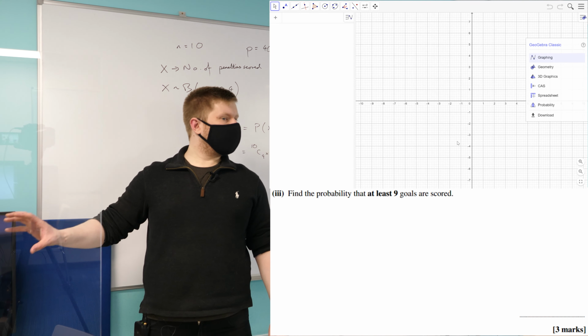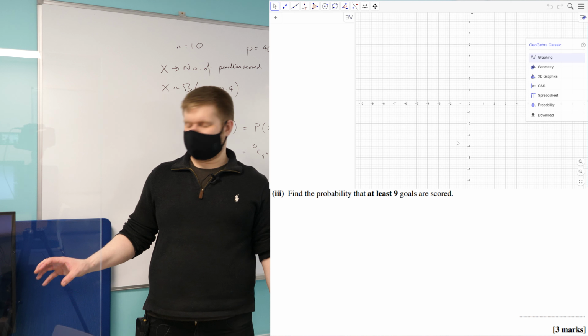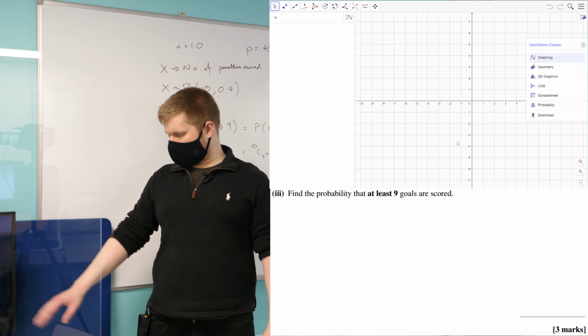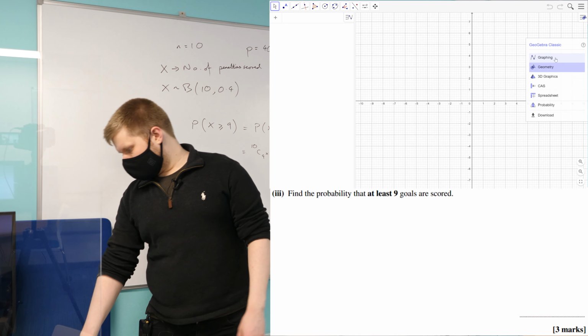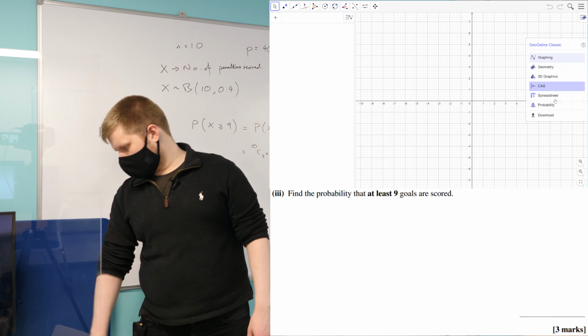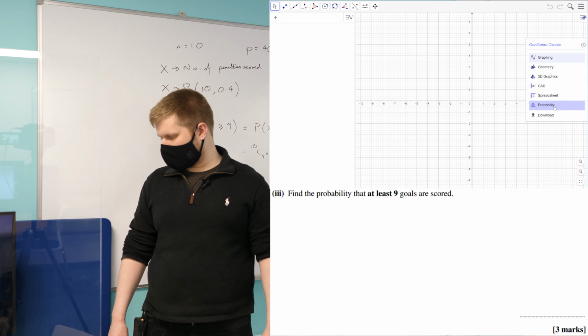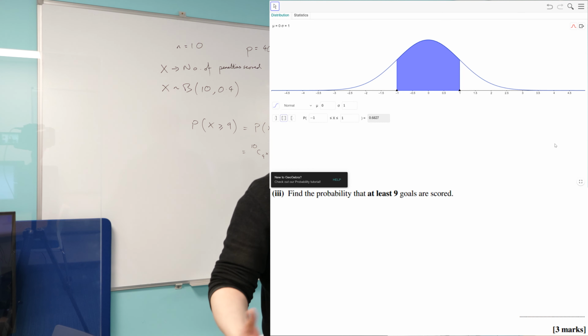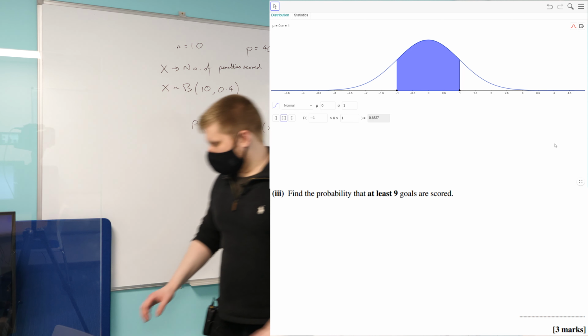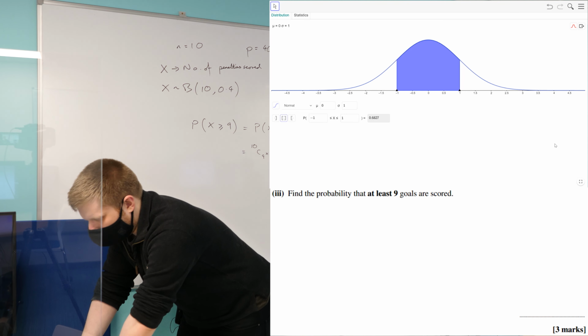And then what will pop up automatically when you open this up is an option for the different calculators that you can open. So at the moment it's on graphing calculator, but you see the second from the bottom is a probability calculator. So if I just click on that, you can see that by default what will come up is a normal curve, okay? So I don't want normal in this case, I want binomial.